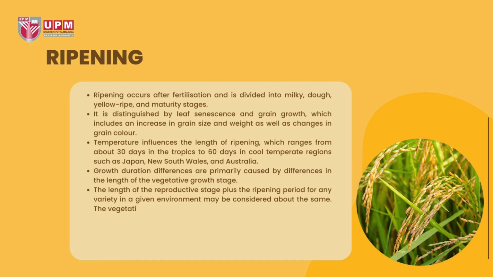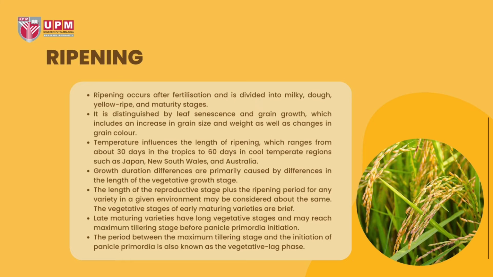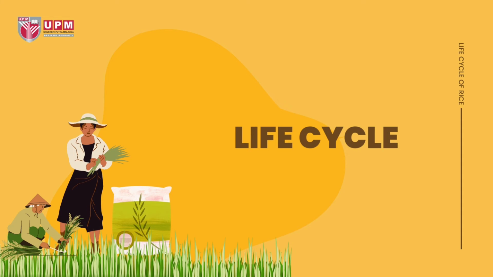Late maturing varieties have long vegetative stages and may reach the maximum tillering stage before panicle primordia initiation. The period between the maximum tillering stage and the initiation of panicle primordia is also known as the vegetative lag phase. Life cycle of rice.